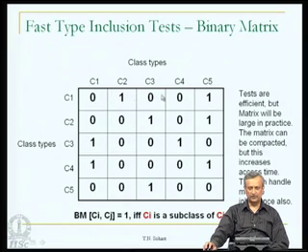It is also possible to use a binary matrix. For example, consider this matrix. You have class types on one side and class types on the other side, C1, C2, C3, C4, C5 on the other side also.